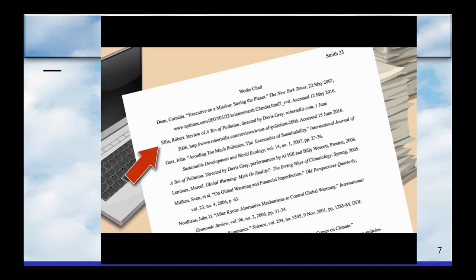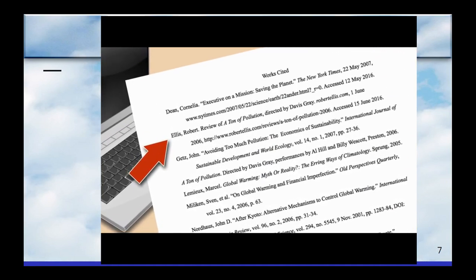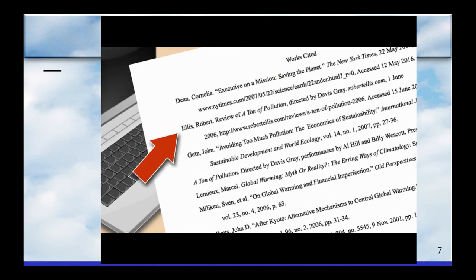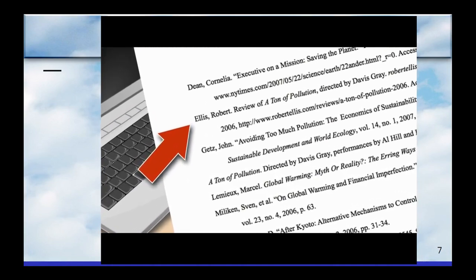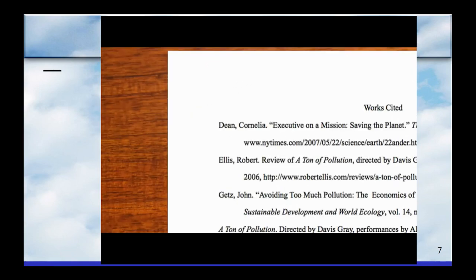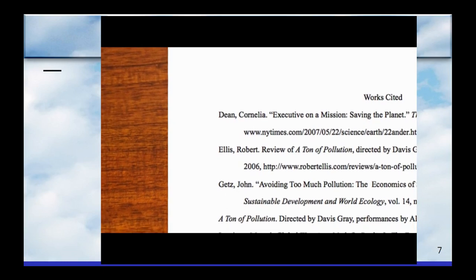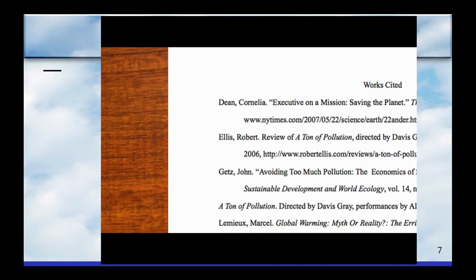Notice that the first line of each entry is at the left margin, but then every line after that is indented. This is a key characteristic of a works cited page. It's a list of each resource that you used, shown in alphabetical order, to show your teacher that you did not plagiarize in your assignment.